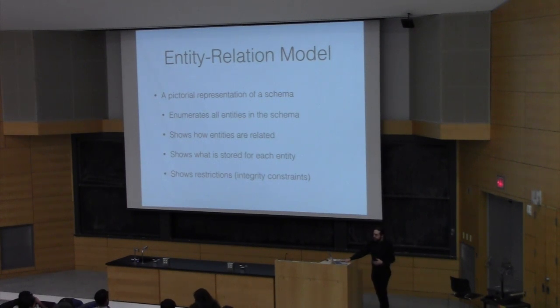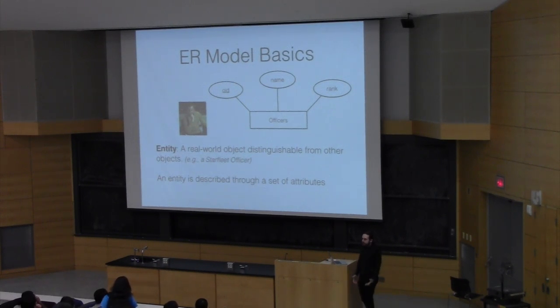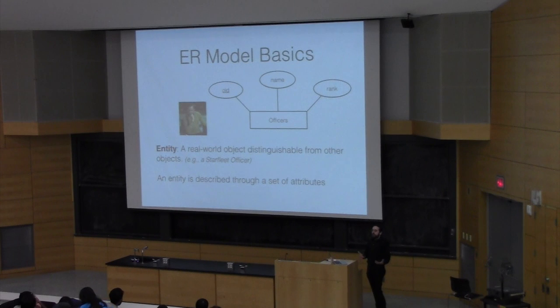OK, so let's start off. The very foundation of the entity relation model is an entity. An entity represents a real-world object or thing or person, something in the real world that is distinguishable from all other objects, people, places, or things. For example, a Starfleet officer would be an entity. A specific Starfleet officer would be an entity. Now, an entity might have various properties, attributes, to use the term that we've been using.